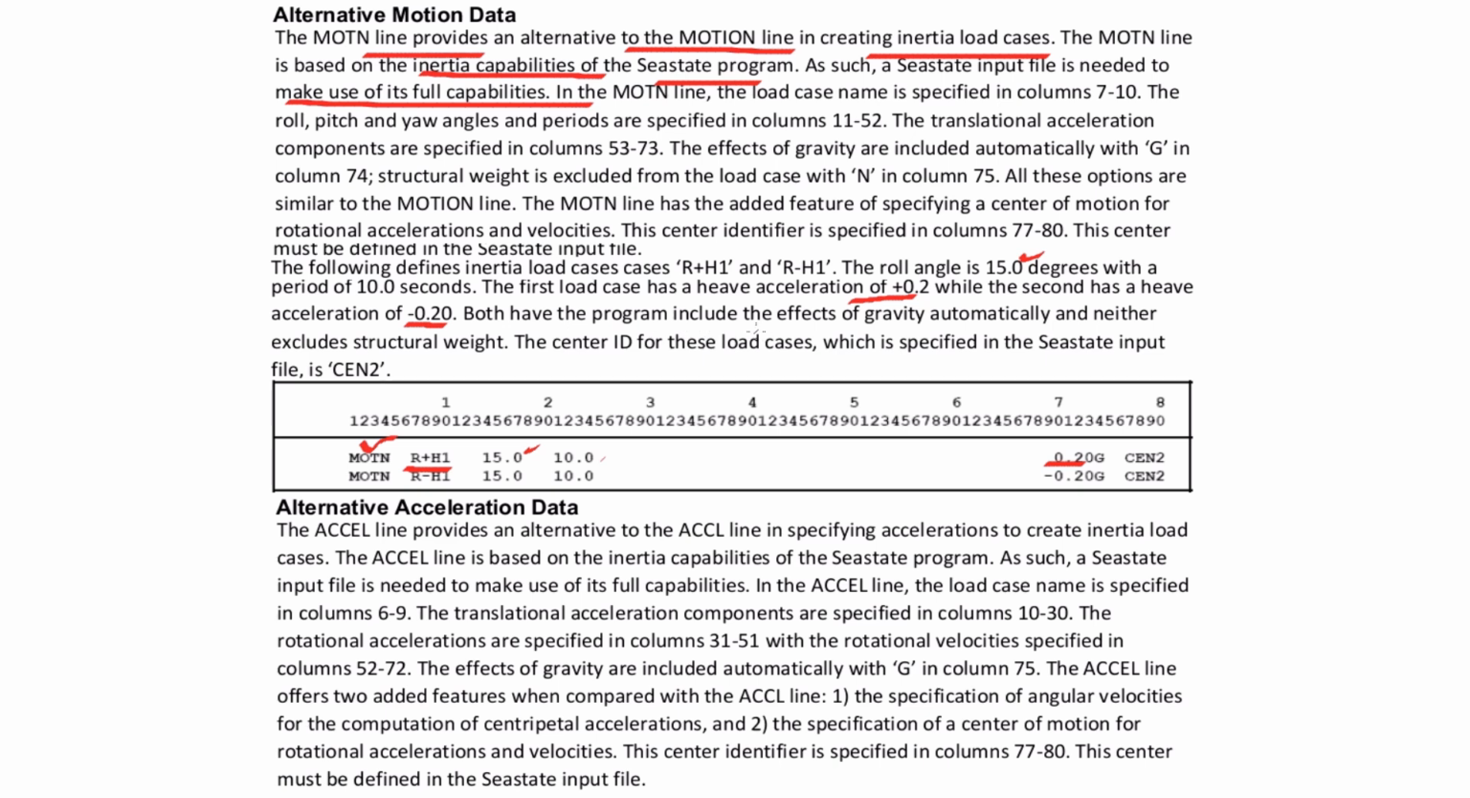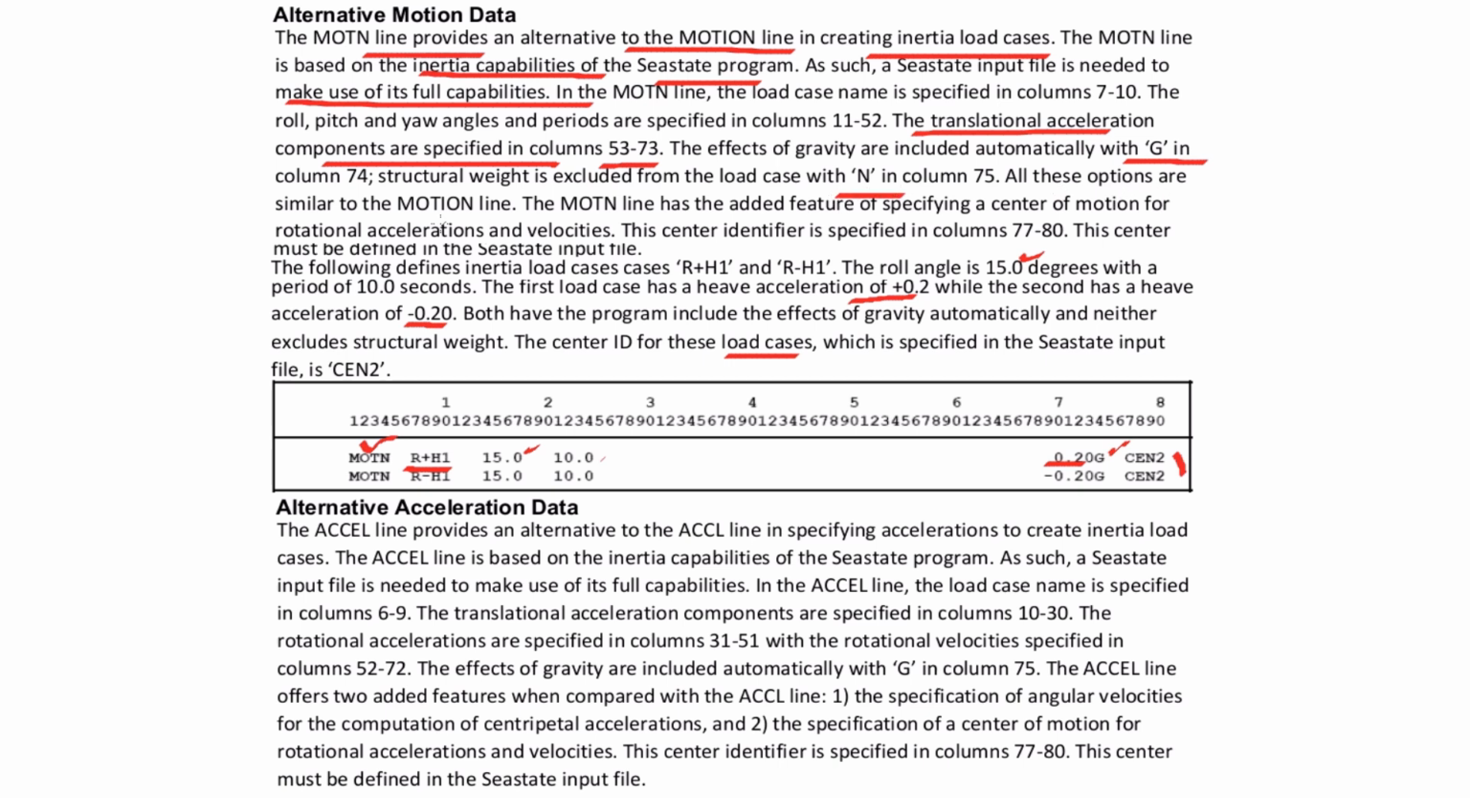Both have the program include the effects of gravity automatically. By specifying G, we can include the gravity automatically. Neither excludes the structural weight. The center ID for these load cases, CEN2, was specified here. The translational acceleration components are specified in column 1, so the effects of gravity are included automatically with the G in column 74. The structural weight is excluded from the load case with N if we specify it.